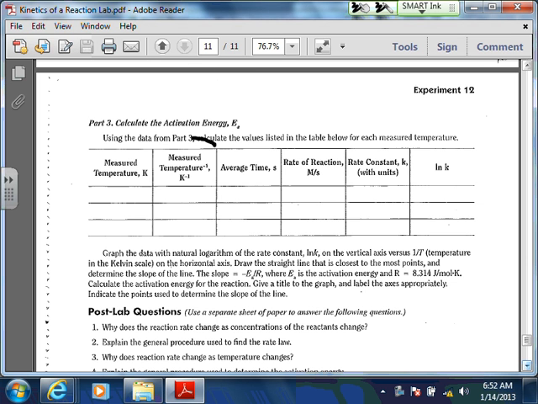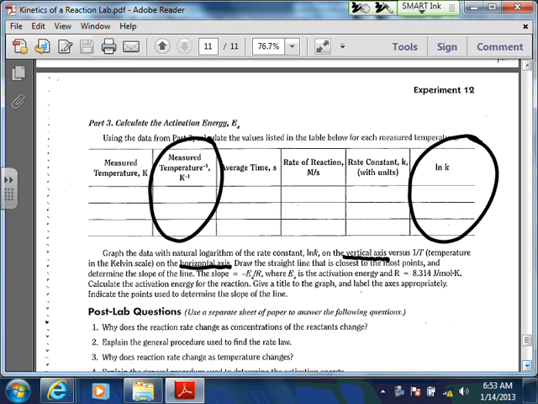is you're going to take the 1 over T, and graph that versus the natural log of K. It even tells you ln of K goes on the vertical axis and 1 over T goes on the horizontal axis. Draw the straight line that's closest to the most points, the line of best fit, and determine the slope of the line. The slope again is negative Ea over R, and it's giving you the value of R here, 8.314 joules per mole times Kelvin. And they want you to calculate the activation energy using that.